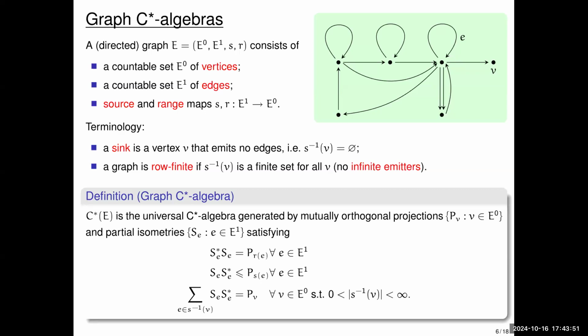But I'm not going to talk about this because... Sorry, Francesco, is it obvious that S_f star S_e is 0 if f is different from e?